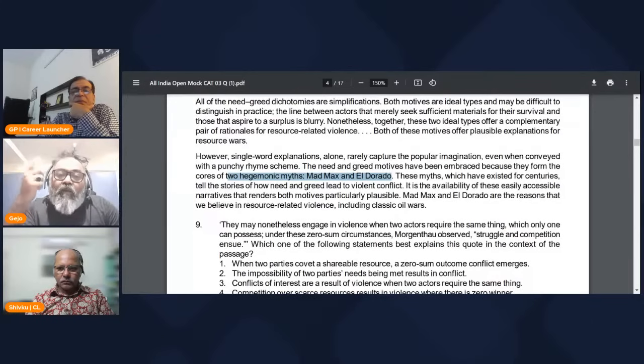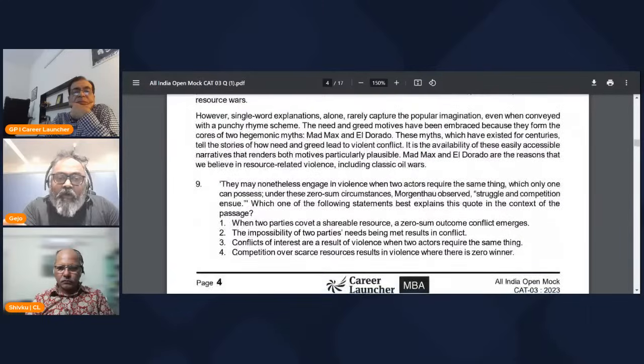And if somebody had to look at, for example, question number 9, people made mistakes. The percentage accuracy on question number 9 is about 35%. The question says they may nonetheless engage in violence when two actors require the same thing, which only one can possess. So they are fighting for the same thing, and only one will get it. Under these zero-sum circumstances, only one gets it and the other does not.